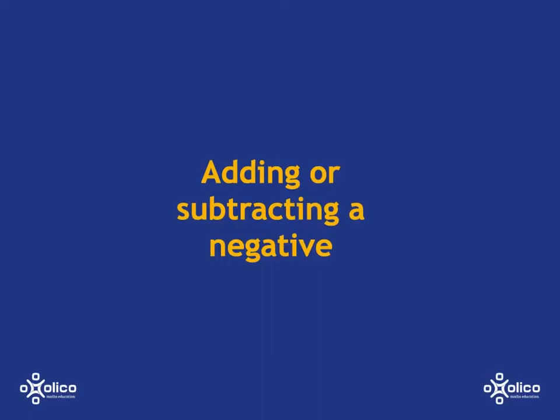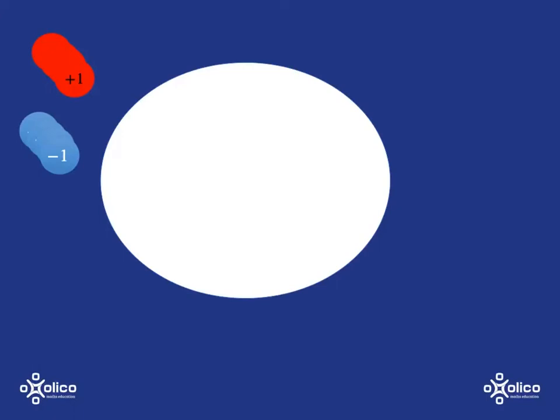We're going to have a look at adding or subtracting a negative. We're going to use a scenario to help us make sense of this. And in this scenario, what you've got to do is imagine that that big white thing is a pot, and those red circles are hot disks, and the blue circles are cold disks.